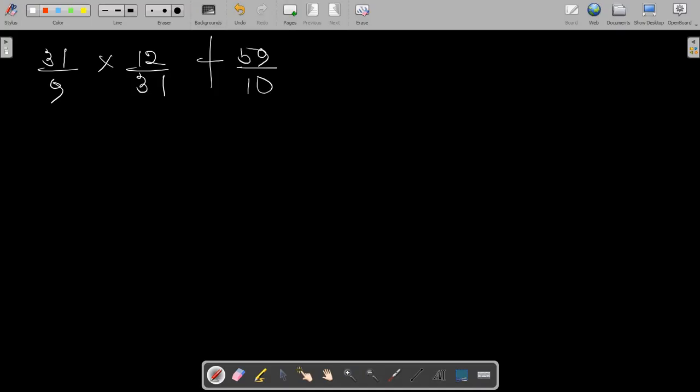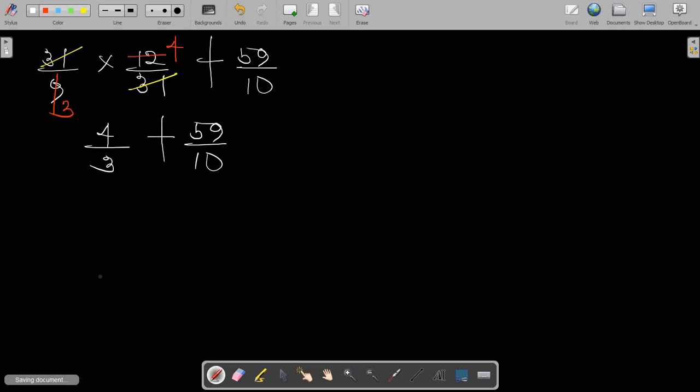I notice here that this 31 can cancel this 31. I also notice that 3 can divide 9, we have 3. 3 can divide 12, here we have 4. So 4 times 1 here, we have 4 all over 3. Then add it to 59 all over 10.